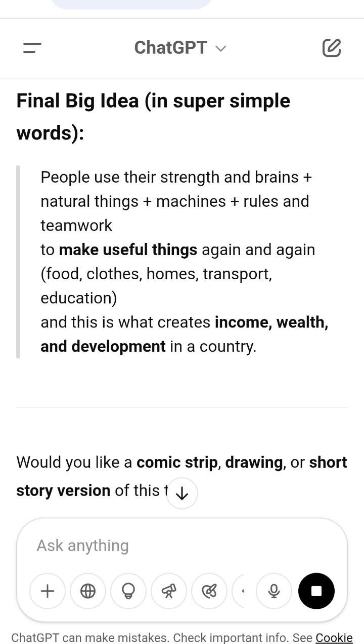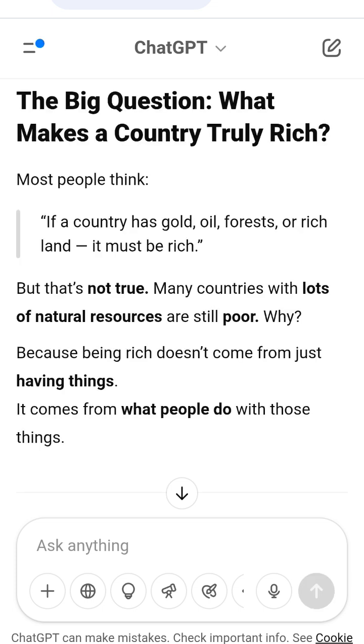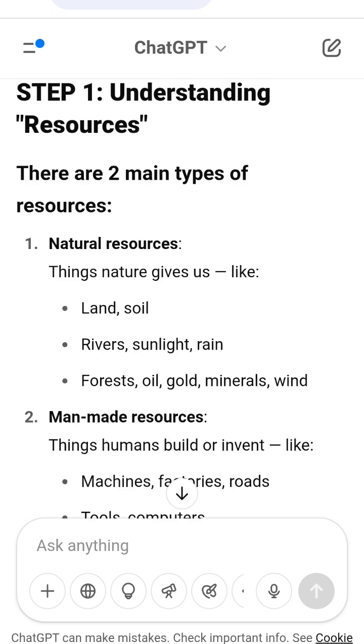3. Life improves for everyone. With more money in production, the country can build schools, hospitals, roads, clean water systems, internet. 4. People become happier and healthier. That's what economists call well-being.